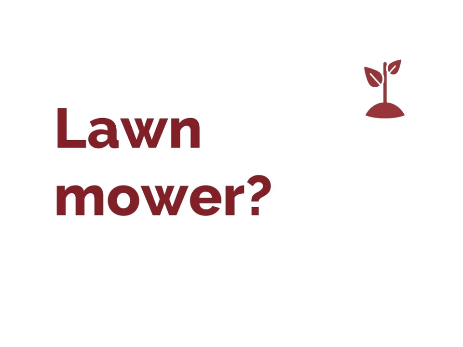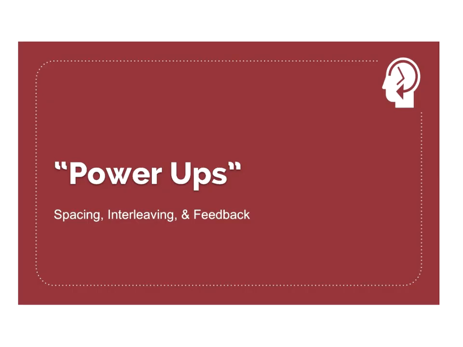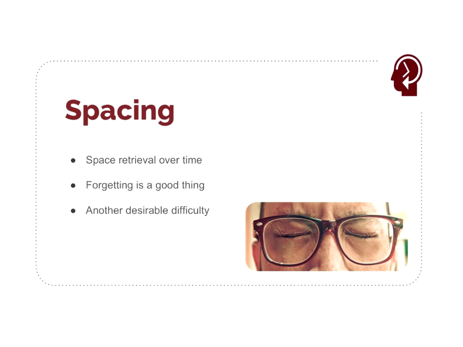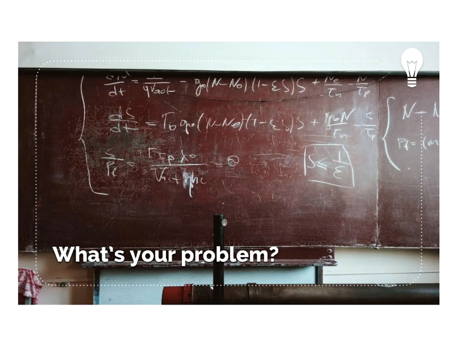So it was 1830, and this is a good example of the first power-up I want to mention, which is called spacing. I think we do this all the time as teachers, but it's something to be mindful of: space retrieval over time. Instead of just assuming, oh, it's one and done, students got it, let's move on, spacing is really important, and there's lots of research to demonstrate that it improves learning. One example I like to provide was a study where students were given math problems. They were permutation problems, so they had to come up with different combinations of letters.